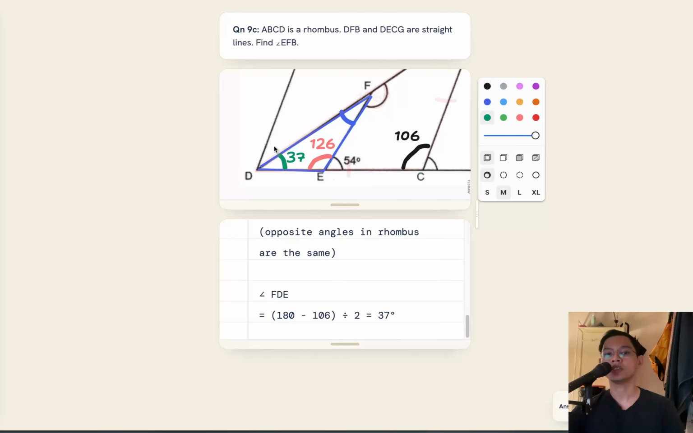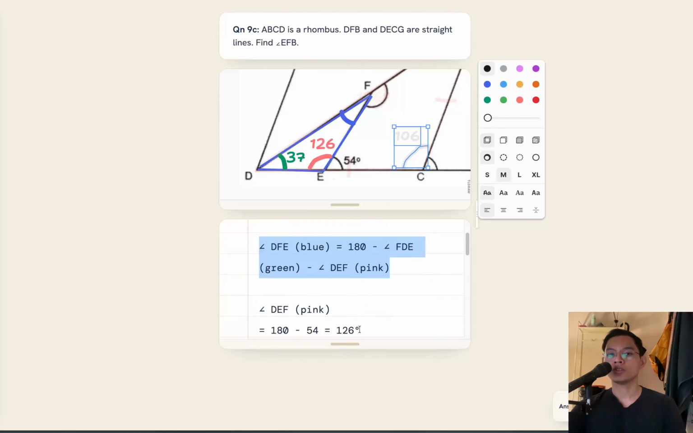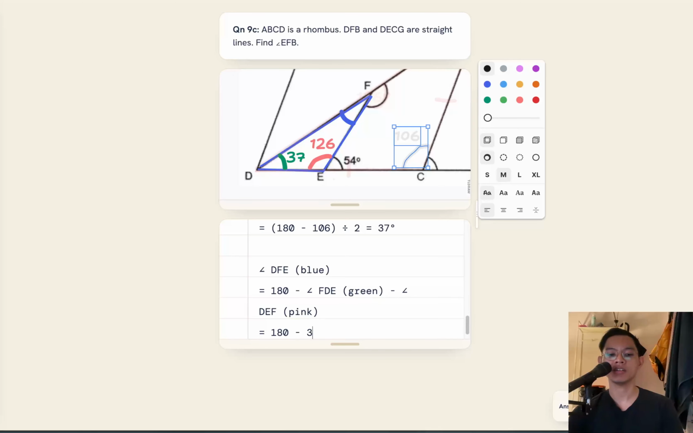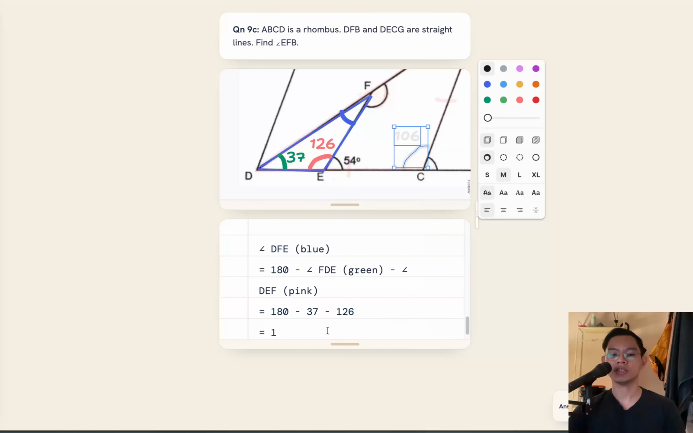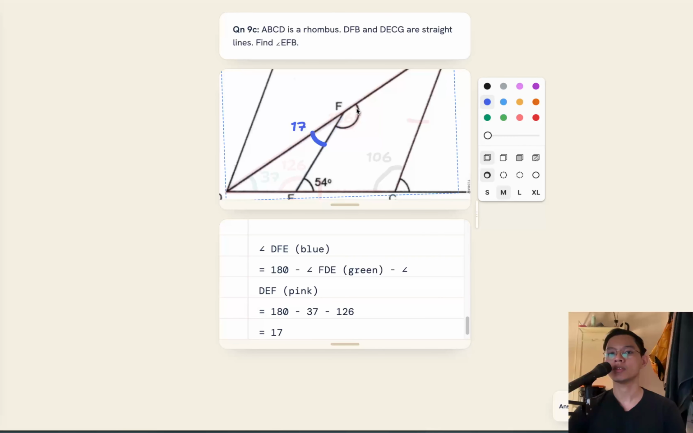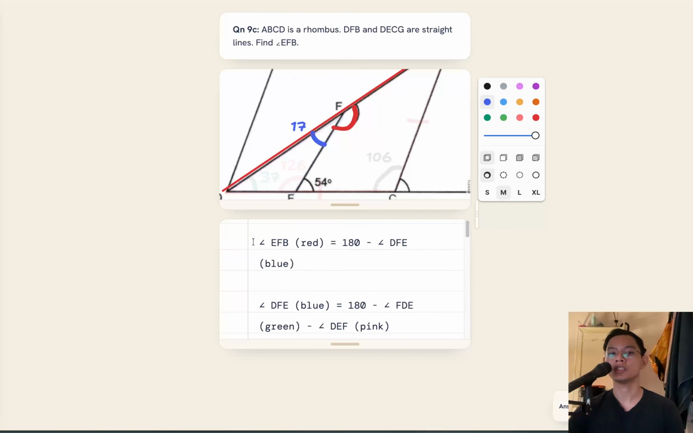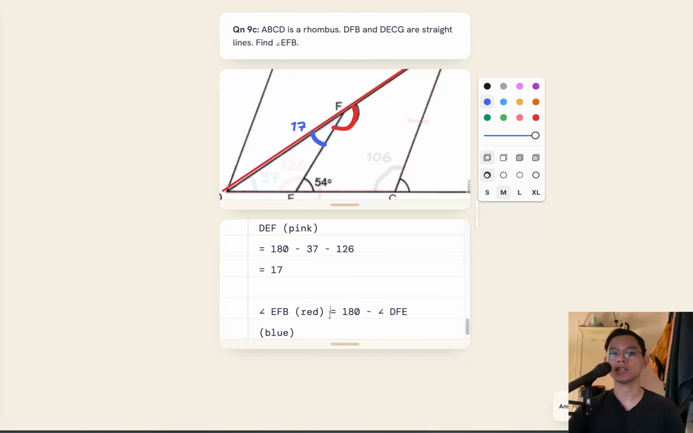So once we know these two angles over here, the next part is we can find the blue angle. The blue angle is 180 minus the green angle 37 minus 126, and this will be equal to 17 degrees. Since we know the blue angle is 17 degrees, we can find the angle we're looking for, which is EFB. So EFB is basically 180 minus the blue angle 17 degrees, and this will be equal to 163 degrees. So there you go. The answer is 163 degrees.